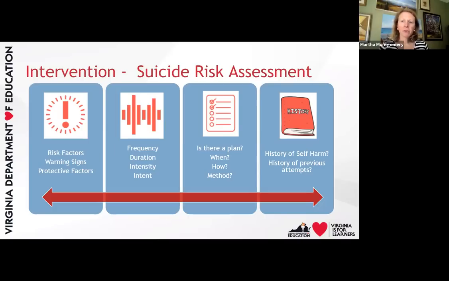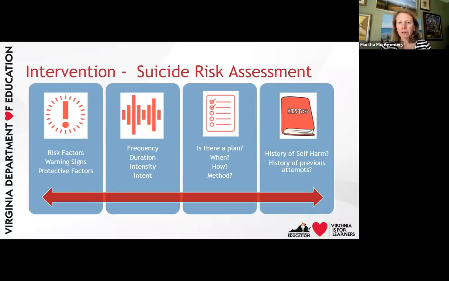When we think about suicide risk, we really want to look at how frequently the student is having those thoughts, how long they've been having those thoughts, how intense those thoughts are, how far that has really taken them, and what their intention is. Are they talking about plans beyond today, or are they really focused on the here and now and how they can end this pain?